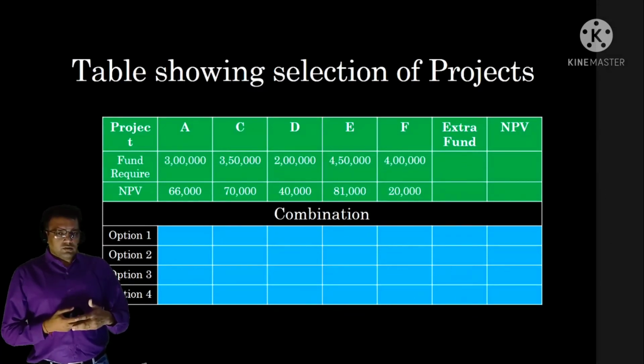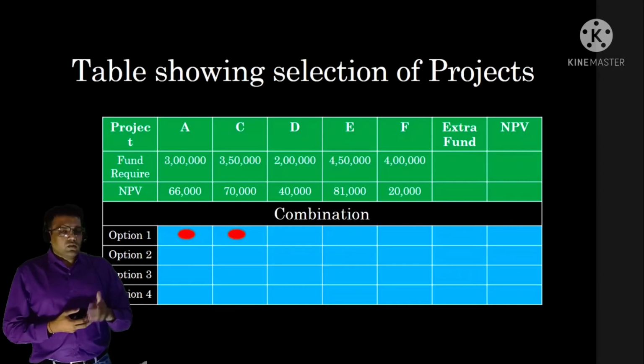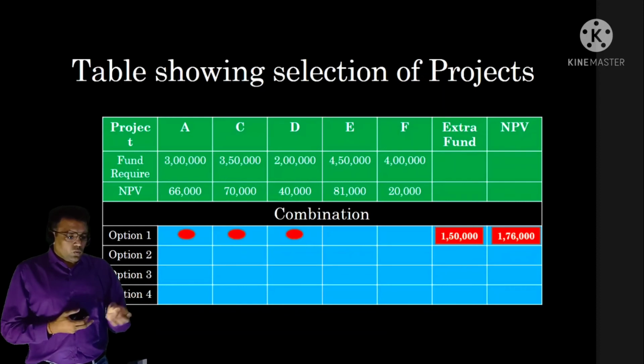As you can see, the green shadow is the basic information, and in the second table I am going to present the feasible selection of projects with this 10 lakh rupees. Project A is first rank, so if I select project A, out of 10 lakh I am using 3, so the remaining is 7 lakh. Now with this 7 lakh I can select project C. Out of 7, I have used 3,50,000, so I still have 3,50,000. With this 3,50,000 I can select project D also. In total, out of 10, I have used 8,50,000, so I am left with 1,50,000. As projects are indivisible, I cannot use this 1,50,000. This will be extra fund which will be kept, and the total NPV will be the total of all selected projects, which is project A 66,000, project C 70,000, and project D 40,000. So my total NPV for option 1 is 1,76,000.